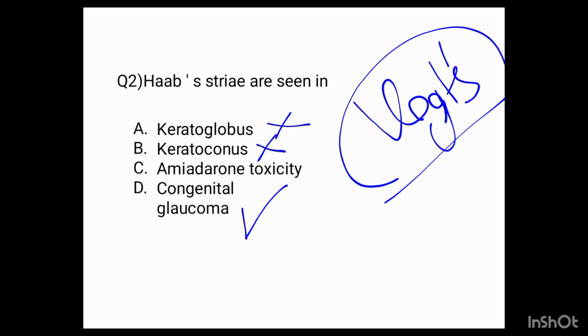And then comes amiodarone toxicity. In amiodarone, what kind of corneal feature do you expect? We expect something called vortex keratopathy, where you can see whorl-like patterns in the corneal epithelium. It is amiodarone toxicity, but Haab striae are characteristic of congenital glaucoma.